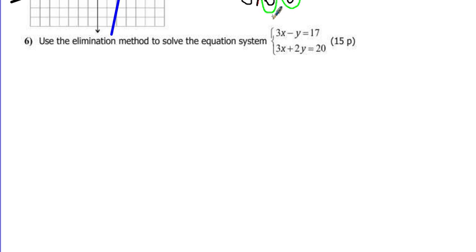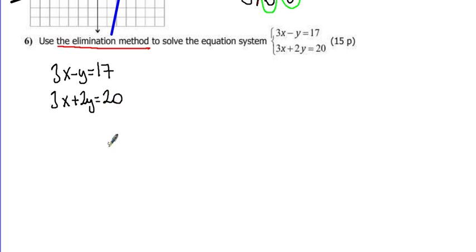And the last question is, use the elimination method. We use the elimination method to solve the equation system. What was the elimination method? Let's write the system first. We have 3x minus y is equal to 17, and 3x plus 2y is equal to 20. I again name the equations as first and second.